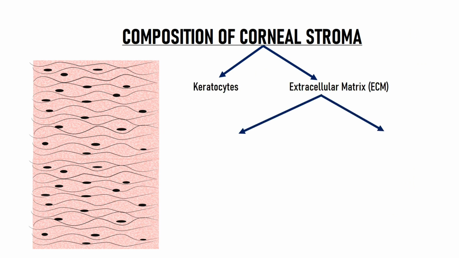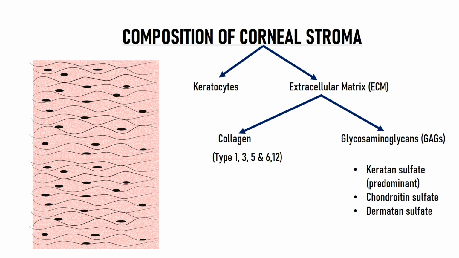This extracellular matrix is made of collagen and glycosaminoglycans. The main collagen found in corneal stroma is type 1, while types 3, 5, 6 and 12 have also been detected. Keratan sulfate is the main glycosaminoglycan. Chondroitin sulfate and dermatan sulfate are also present.